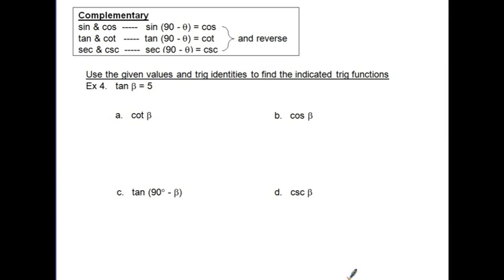So moving on to the last page of the notes. These notes are a little bit shorter, quicker than the other ones that we've been doing. It's always a good thing. Complementary angles. Remember, complementary angles are angles that add up to 90 degrees. So let's look at something else.